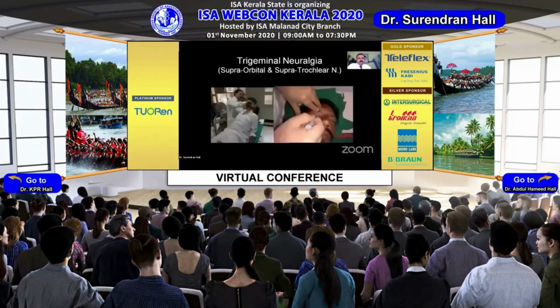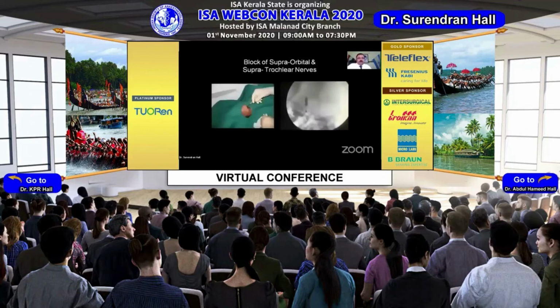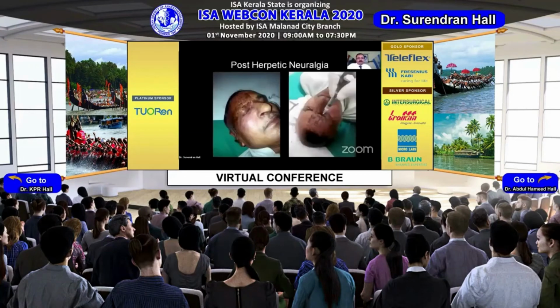Trigeminal neuralgia is a sudden sharp shooting pain lasting for a few seconds to minutes, occurring in one or two divisions, V1, V2, V3 of the trigeminal nerve. There are blocks of the supraorbital and supratrochlear nerve, if pain is in that particular division, and it can be done under anatomical landmark guidance or fluoroscopic guidance. Usually it is an OPD procedure.